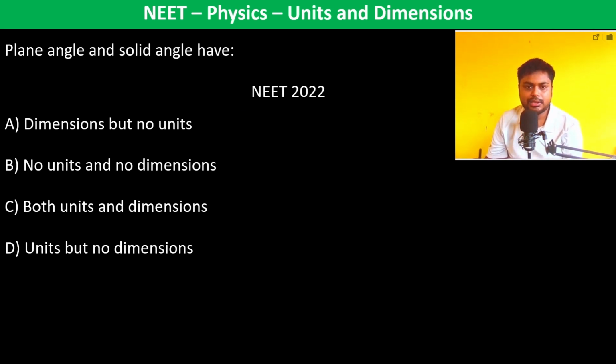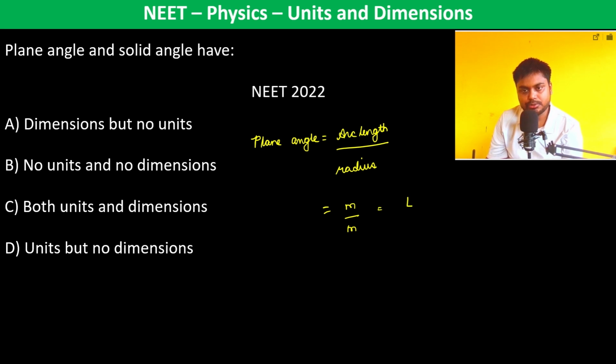Plane angle and solid angle have. So plane angle, okay, so plane angle is arc length divided by the radius. Now arc length is in meters, radius is also in meters, so therefore this is going to be L to the power 1 minus 1, which is L to the power 0. So the unit is there, but the dimension is 0.